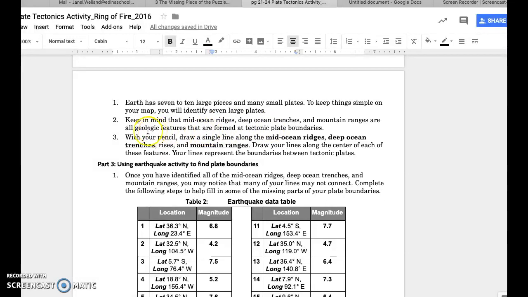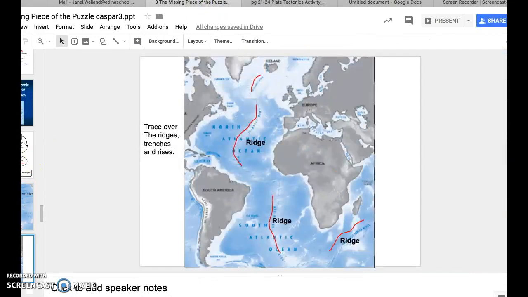So step 3 says, with your pencil, and I highly encourage you to use a pencil because in previous years, lots of mistakes will happen at this point. You're going to take your pencil and outline locations where there's a mid-ocean ridge, a deep ocean trench, and mountain ranges. So let me show you a quick example of that right here.